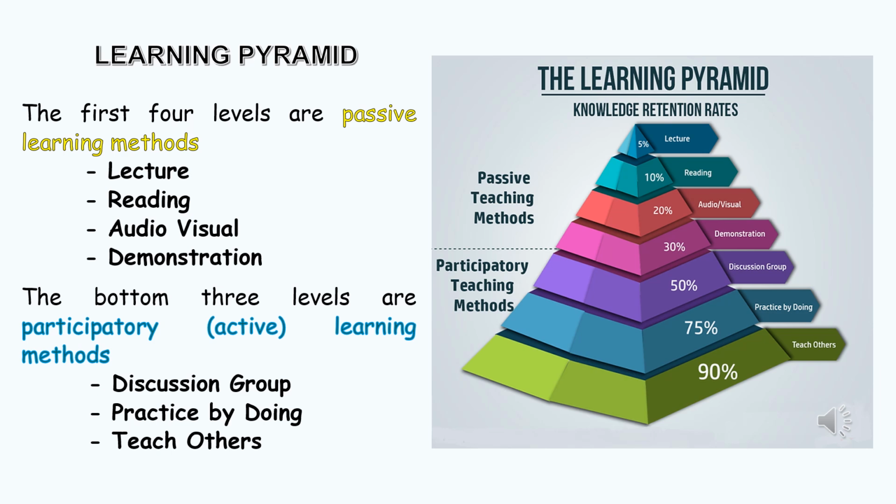The learning pyramid provides insights into effective study methods. The first four levels, lecture, reading, audiovisual, and demonstration, are passive learning methods. In contrast, the bottom three levels, discussion group, practice doing, and teach others, are participatory or active learning methods. The pyramid helps us visualize where most of the learning occurs, what tools are needed for each step, and how to achieve the maximum level of self-learning.